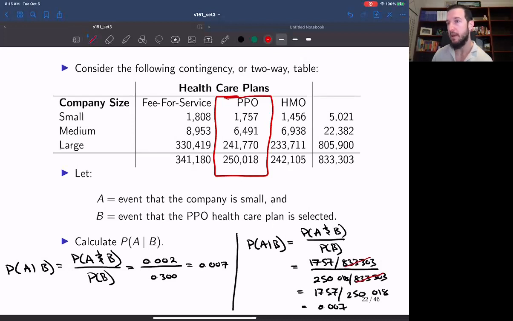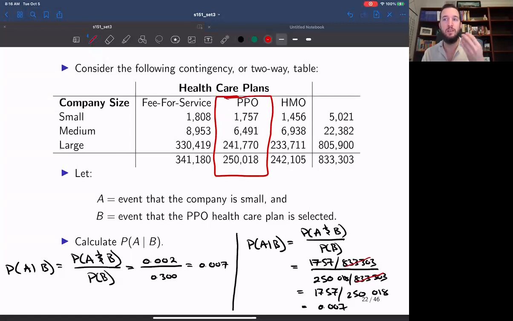So our denominator is now only the total number of PPO companies. And we're considering the probability of getting a small company out of all of the PPOs. So the question, as it is written, is actually saying, what is the probability that you get a small company given the company has to be a PPO? So we're asking, what is the probability of getting a small PPO company, or getting a small company if you are only considering PPO companies?